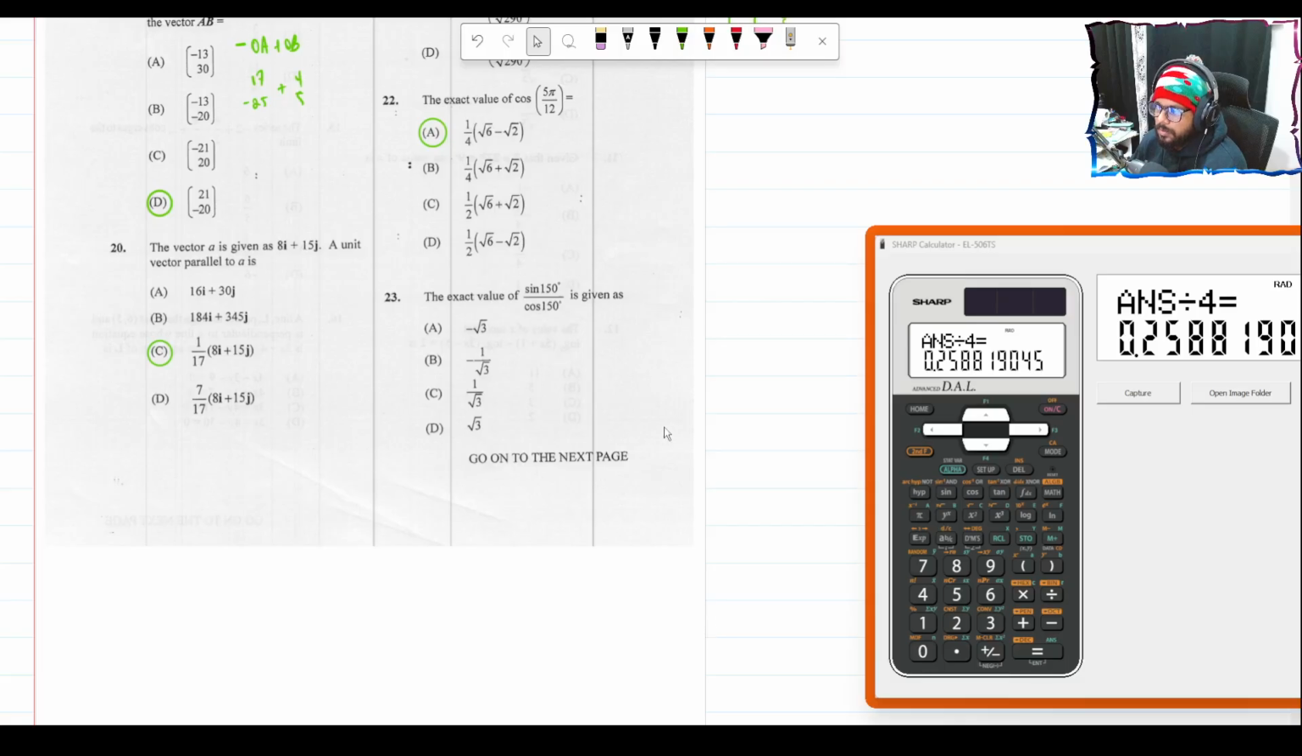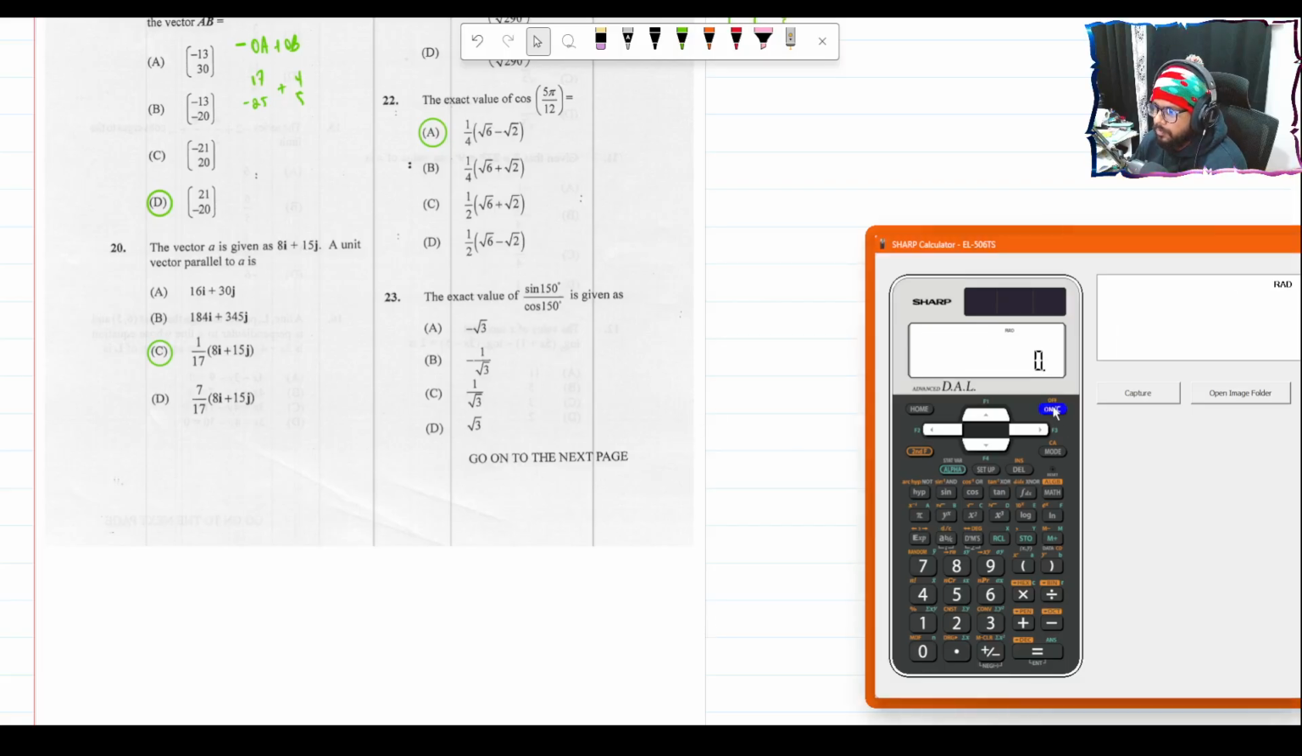Okay, this is a nice question. Sine of 150 over cos of 150. Just plug it in a calculator, right? Change it back to degrees. Sine of 150 divided by cos of 150 is equal to this.